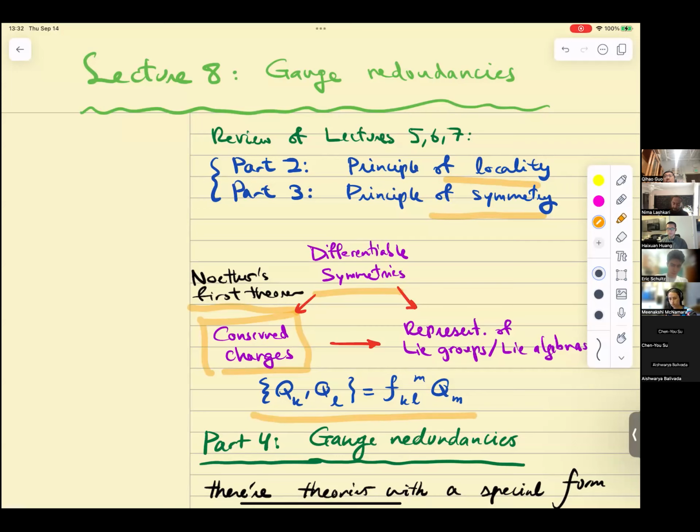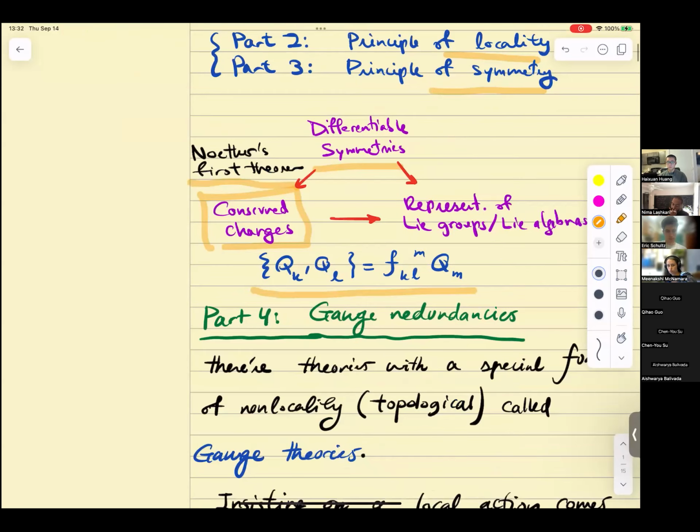Then finally, last lecture, we said also that differentiable symmetries are Lie algebras and Lie groups. And in the last lecture, we said that conserved charges that you construct using Noether's theorem are going to satisfy the Lie algebra. So in the case of Poisson bracket, it's something that you're going to work out in a homework. I will try to post the homework today, but in case I don't get there, it might be in a day or two. So they satisfy the Lie algebra.